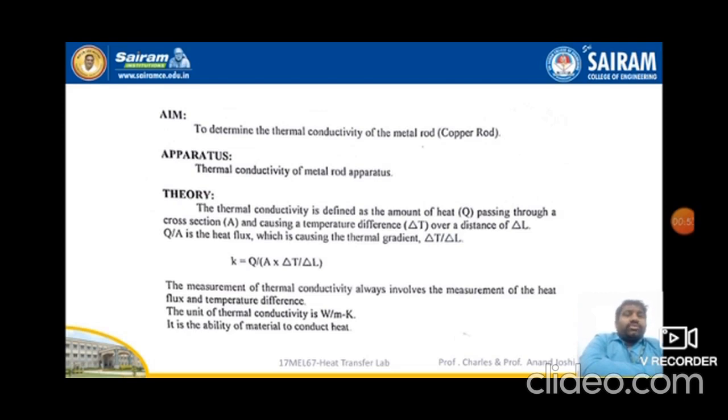So K is equal to Q by A into delta T by delta L, where Q is the rate of heat transfer, A is the surface area, delta T is the temperature difference and delta L is the thickness.